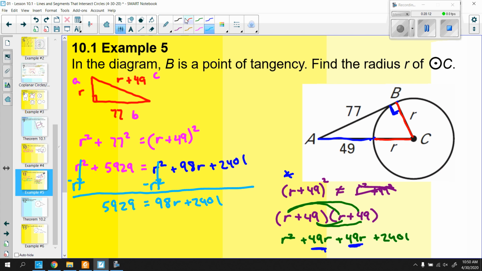So how would we finish this? You all know how to do this. Subtract 2401 from both sides. I'll show it. 2401. Okay, so we're left with 98r on this side, 5929 minus 2401. I'm left with 3528. Whoops, hold on, I screwed that up.